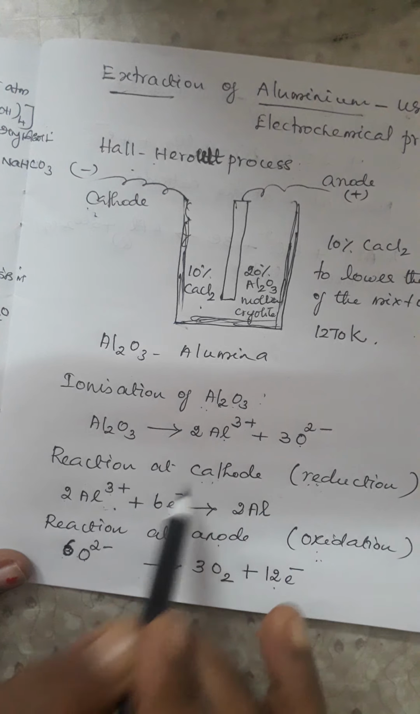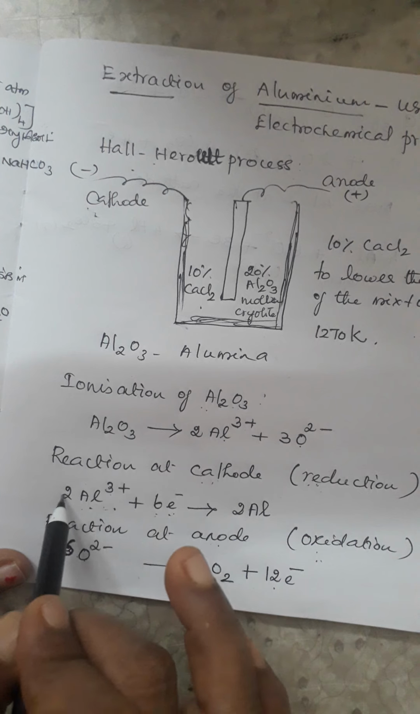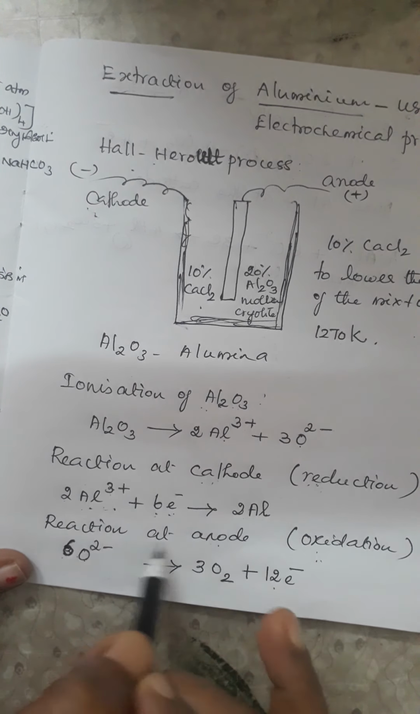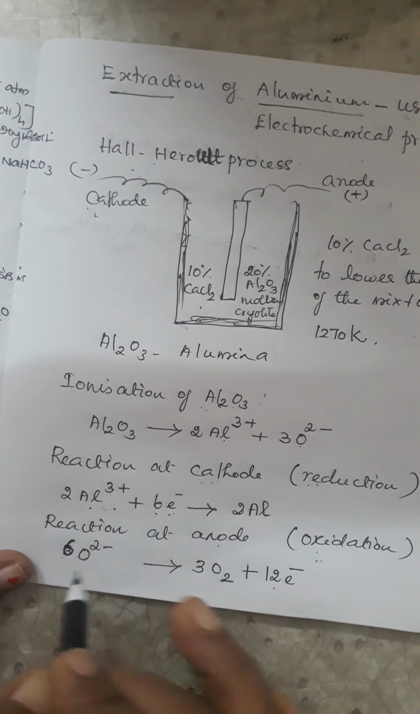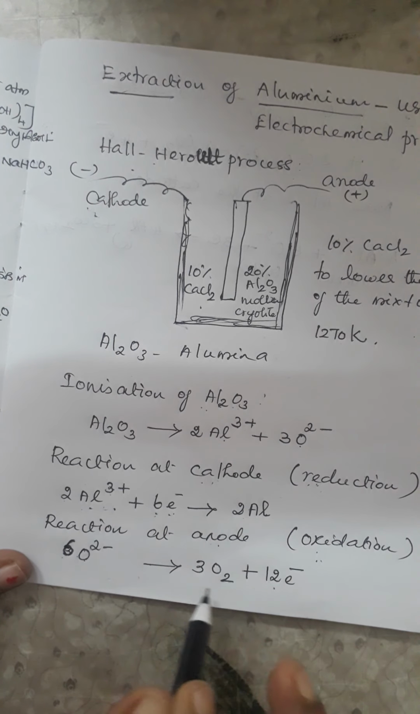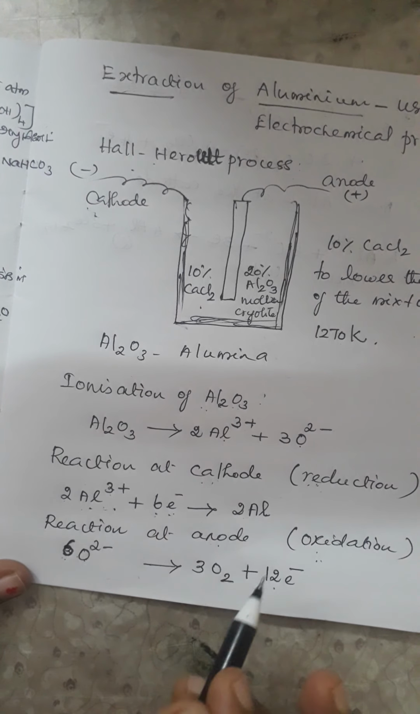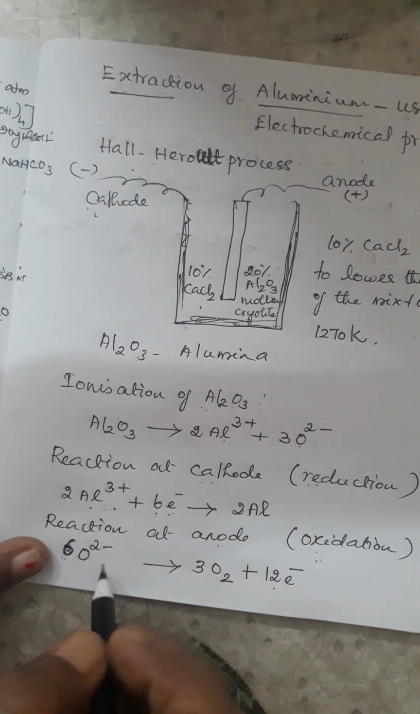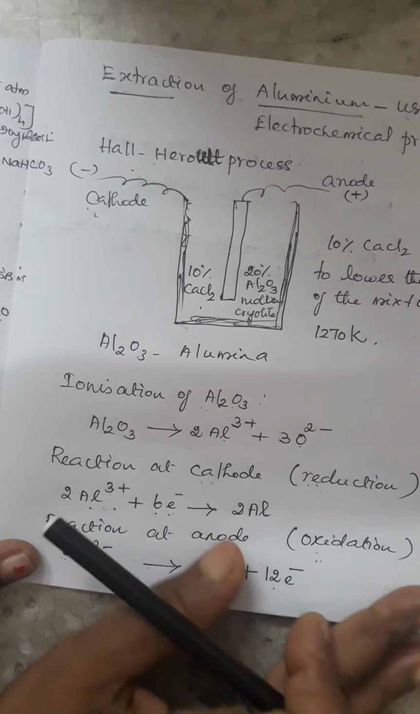ஸோ ரியாக்ஷன் அட் கேத்தோட், அலுமினியம் 6 electrons gain பண்ணி 2Al. Reaction at anode, oxidation. 1.5 molecule of oxygen வரும், ஸோ 6 எடுத்தோம் அப்படின்னா ஆக்சிஜன் சரியாக வரும். 6O2- gives you 3O2 plus 12 electrons.